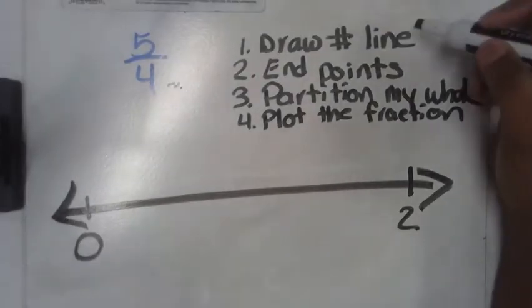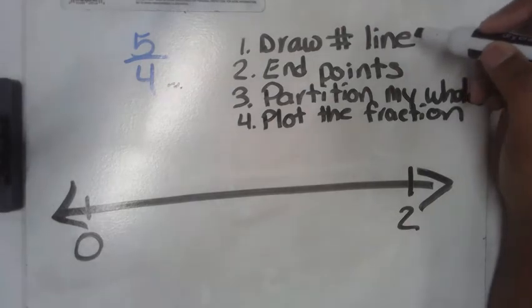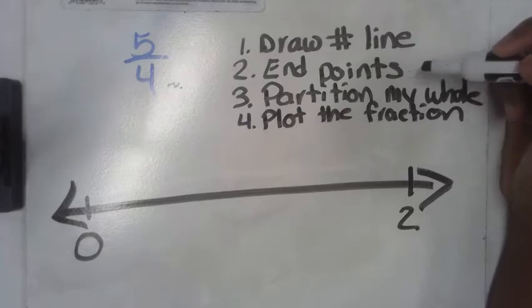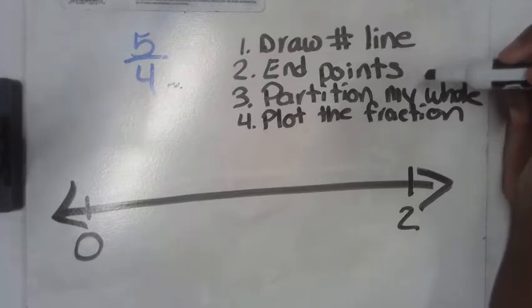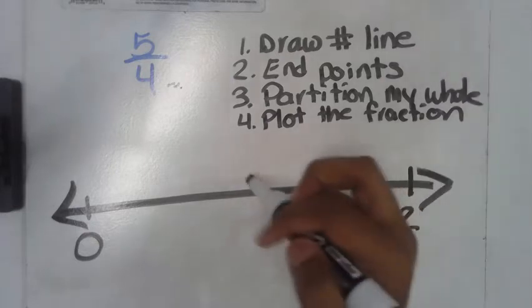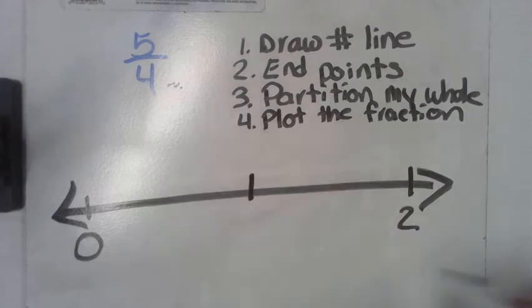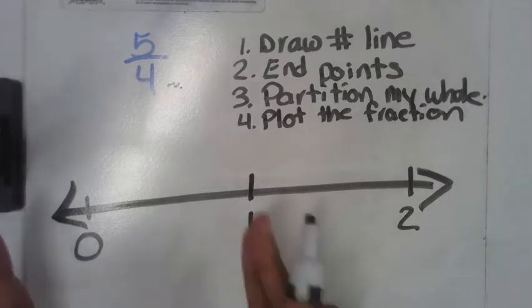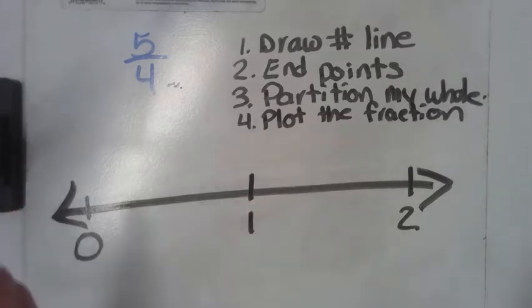All right. I was about to say I drawed. I drew my number line. I plotted my endpoints, but I'm missing a whole. What whole am I missing? I'm missing 1. So I'm going to go right in the middle and put a 1. Now I need to partition my wholes. I have 2 wholes. I have a whole here and a whole here.